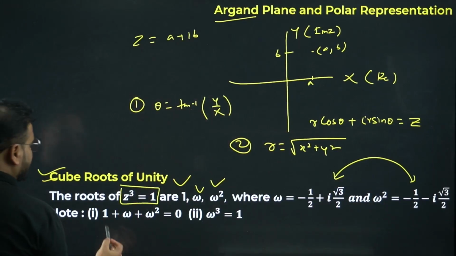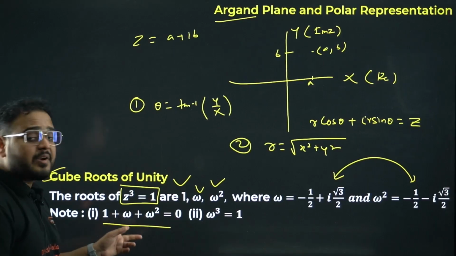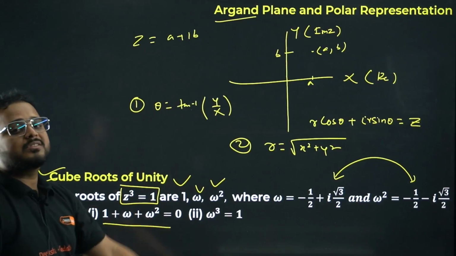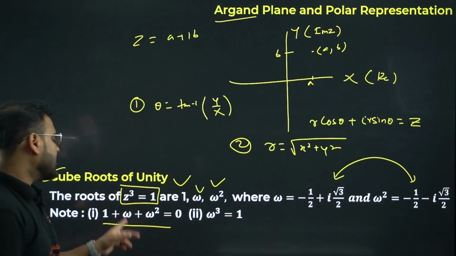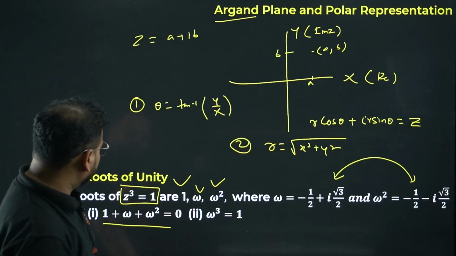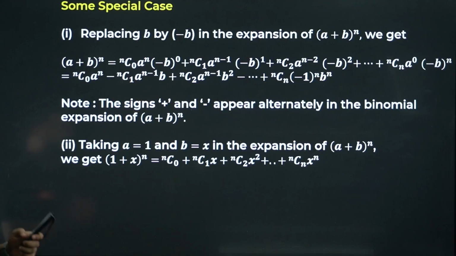And of course this relation is very, very important. We have used it so many times, remember? In case of matrices we have to solve questions like this: 1 plus omega plus omega square is 0, omega cube is equal to 1. What is this relation? Sum of roots, and this is going to be, I think, product of roots, right? Yeah, product of roots.